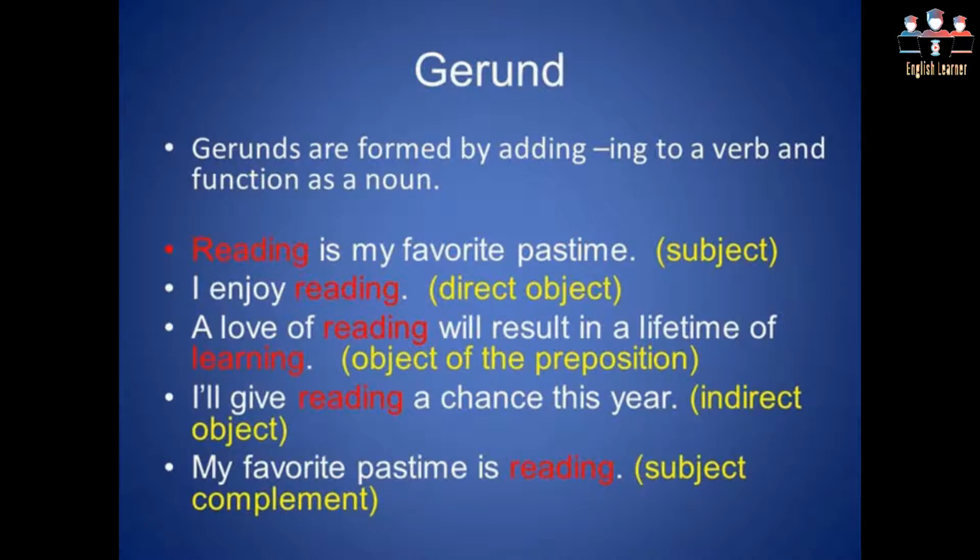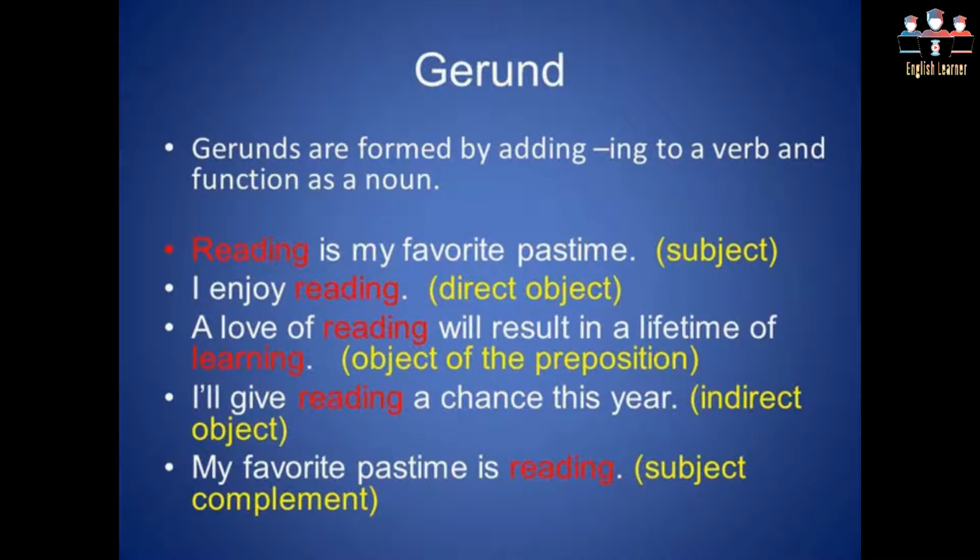Let's see the examples. Example number 1: Reading is my favorite pastime. In this example, reading is used in place of the subject and it is acting like a noun here. Example number 2: I enjoy reading. In this example, reading is used in place of the object and it is the direct object of enjoy. So reading is used as a noun in this example.